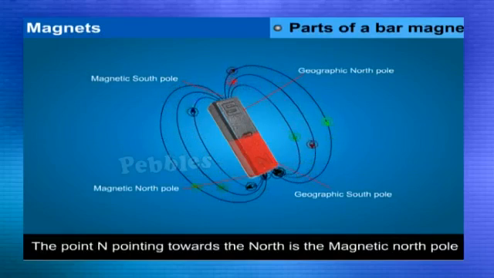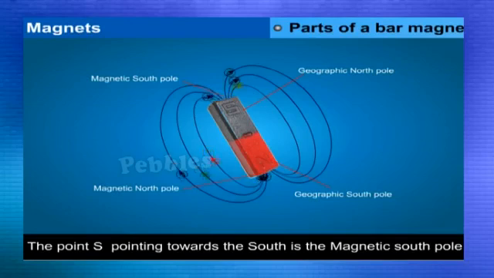Magnetic north pole. The point N at the end of a freely suspended bar magnet pointing towards the north is the magnetic north pole. Magnetic south pole. The point S at the end of a freely suspended bar magnet pointing towards the south is the magnetic south pole.